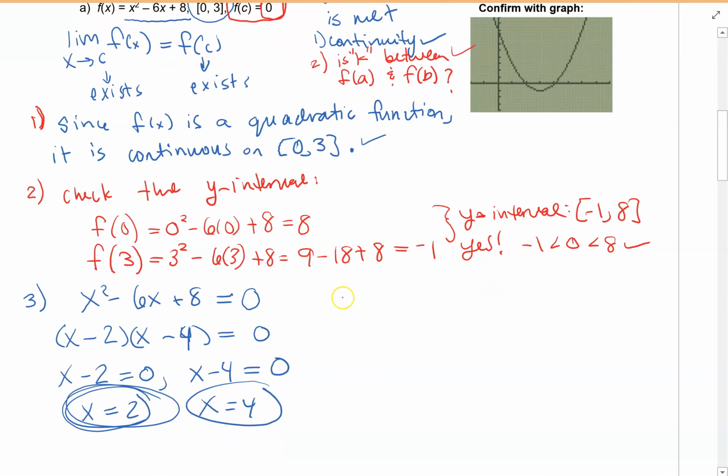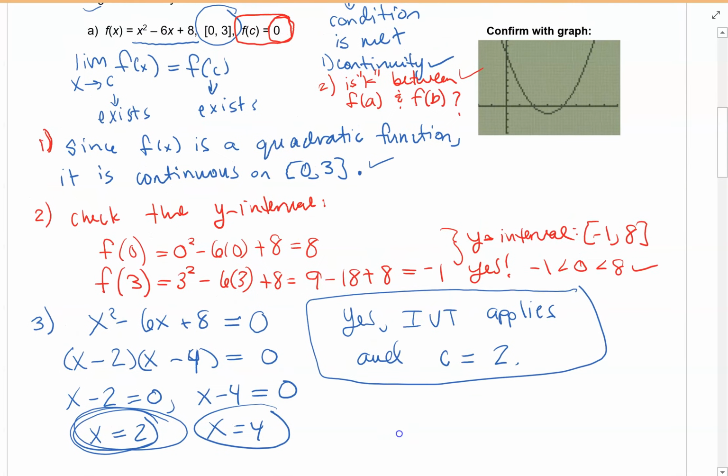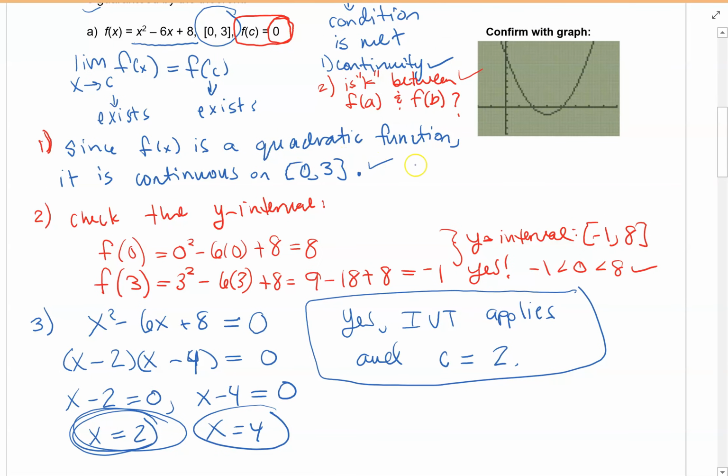So then I can say, yes, IVT applies, and c is equal to 2. Again, to show that IVT applied, I had to state that the function was continuous. I had to show that the given k value, which was 0, was in between f of a and f of b. To find it, I just solved an equation.